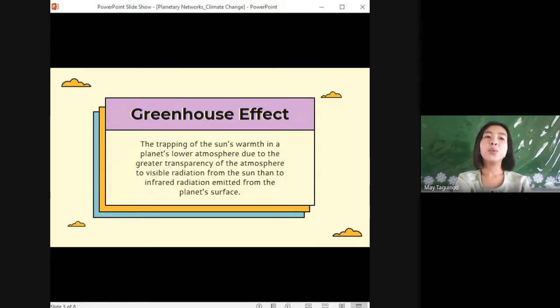Okay. So under climate change, we have the greenhouse effect. It is the trapping of the sun's warmth in a planet's lower atmosphere due to the greater transparency of the atmosphere to visible radiation from the sun than to infrared radiation emitted from the planet's surface.